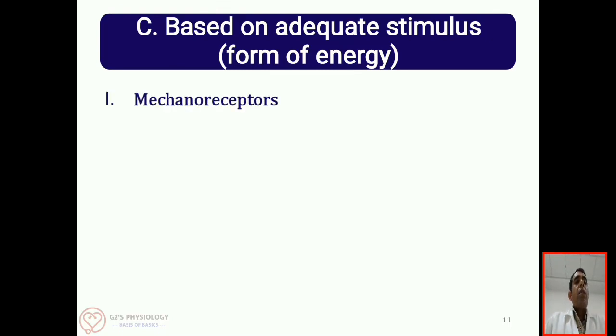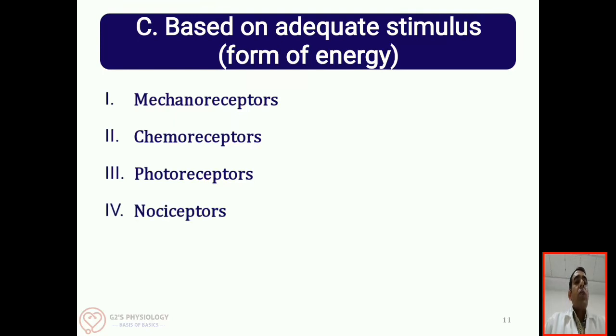So based on the type of the stimulus, there are 5 types of receptor. Mechanoreceptors recognize the mechanical stimulus. Chemoreceptors recognize the chemical stimulus. Photoreceptors recognize light as a stimulus. Nociceptors recognize the noxious stimulus. Now what is the noxious stimulus? A stimulus which causes tissue damage.